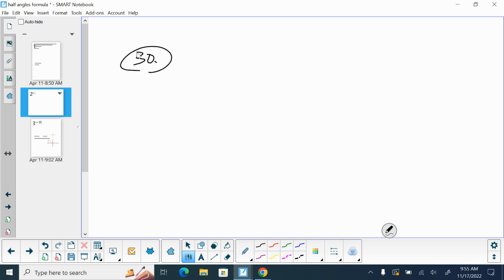Problem number 30, we have the tangent of y. We want to make it look like the sine of 2y over 1 plus cosine of 2y. Which side should we start with, left or right? Why? More stuff. That's right. You have more stuff on the right. So if you have more stuff on the right, let's work with the right.